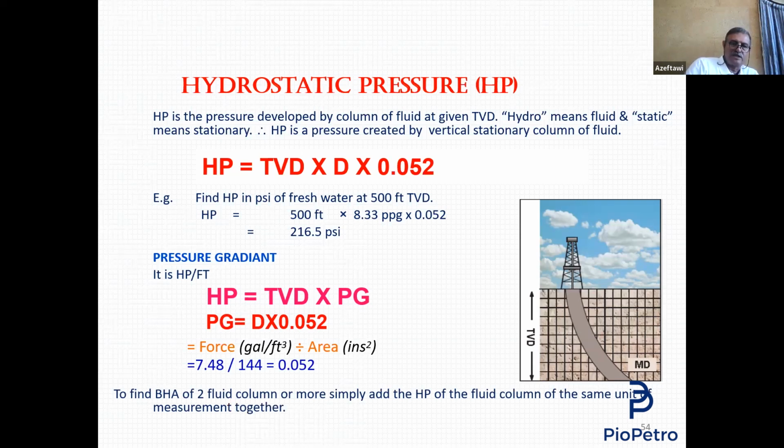What you see at the bottom of this slide: to find the bottom hole pressure of two fluid columns or more, simply add the hydrostatic head pressure of each fluid column, in the same unit of measurement, together. That means if you have a well with 2,000 feet of water, then 3,000 feet of oil, to calculate the hydrostatic pressure at a certain point, you have to see what's above it. For the portion of water above it, you calculate its hydrostatic head. Then for the portion of the oil, you calculate the hydrostatic head. Then you add the two together.